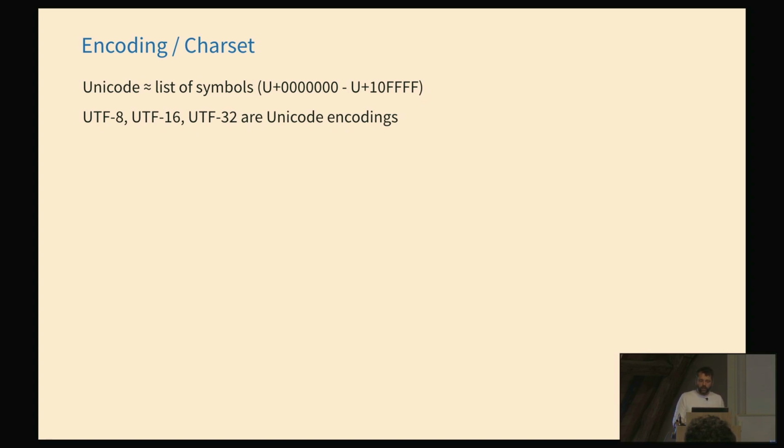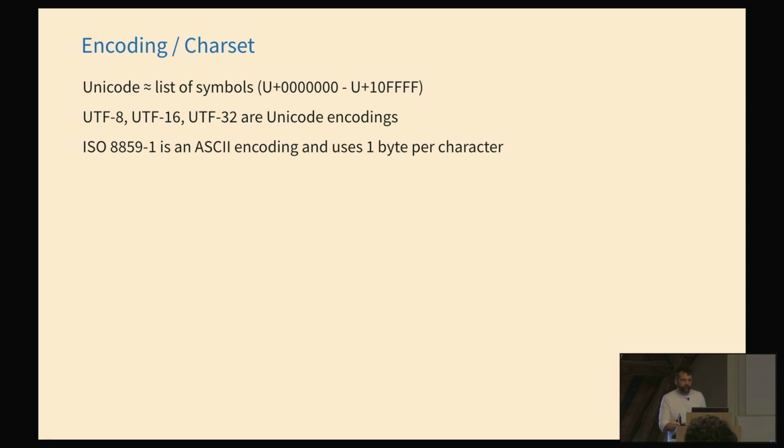Unicode is the list of symbols, and then we have UTF-8, UTF-16, and UTF-32 that are encodings of Unicode. In Norway and many other European countries, it has been common to use a different type of encoding called ISO 8859-1. This one only uses 1 byte per character, while UTF-8 can use from 1 to 4. UTF-16 always uses 2 bytes or 4 bytes, and then UTF-32 always uses 4 bytes for each character.